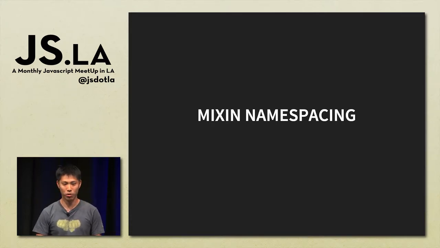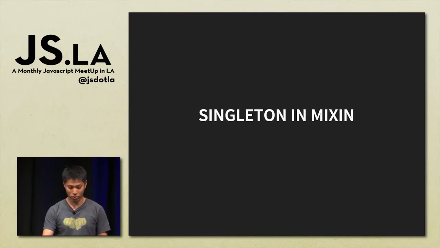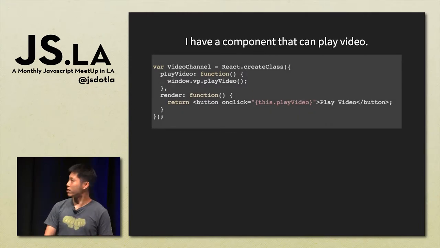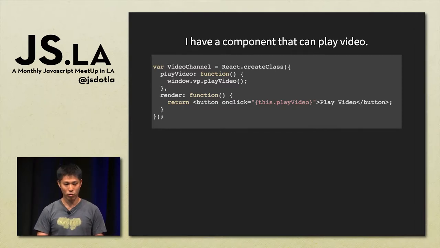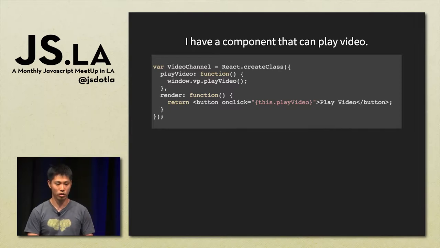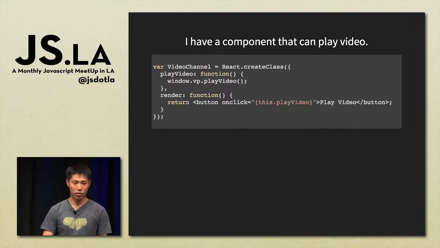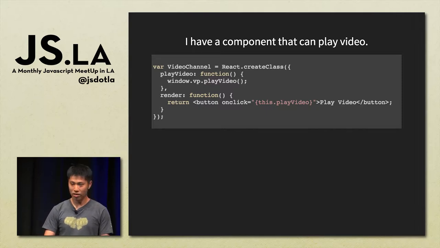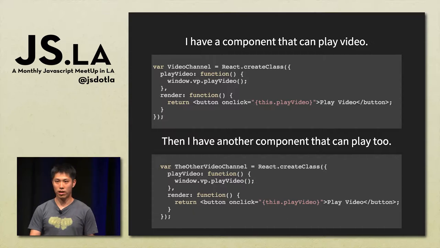This talk will have a lot of code, so bear with me. We will look at the code together. So let's start simple. Can you guys see the code clearly? Yeah. So now we have a simple component, which is a channel component, and it's really, really basic. I have a button, and when I click on the button, I play the video, which is calling the player API vp.playVideo, right? Now I have another similar component.